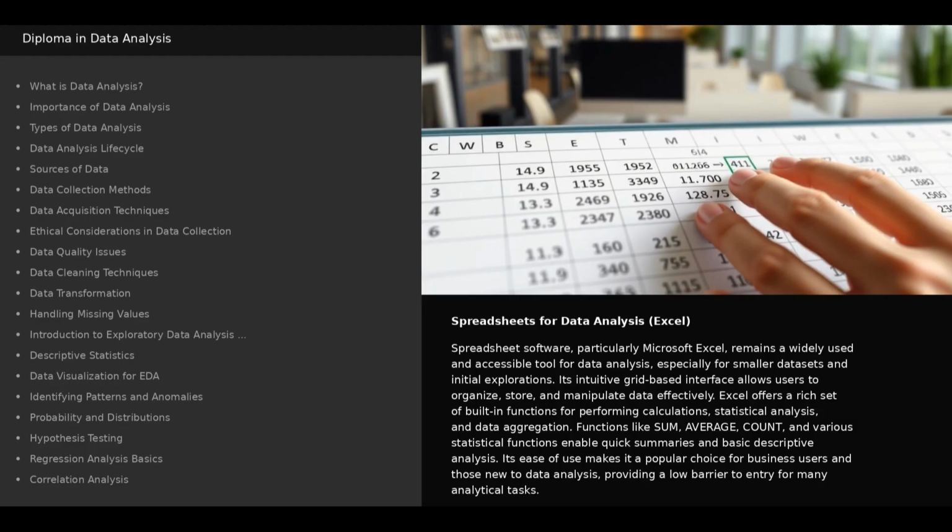Excel offers a rich set of built-in functions for performing calculations, statistical analysis, and data aggregation. Functions like sum, average, count, and various statistical functions enable quick summaries and basic descriptive analysis. Its ease of use makes it a popular choice for business users and those new to data analysis, providing a low barrier to entry for many analytical tasks.